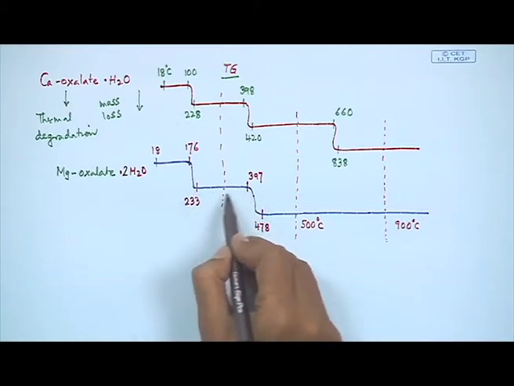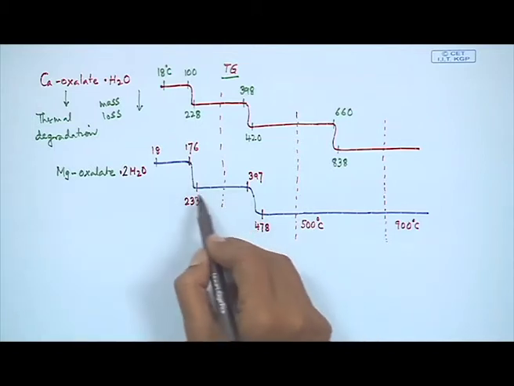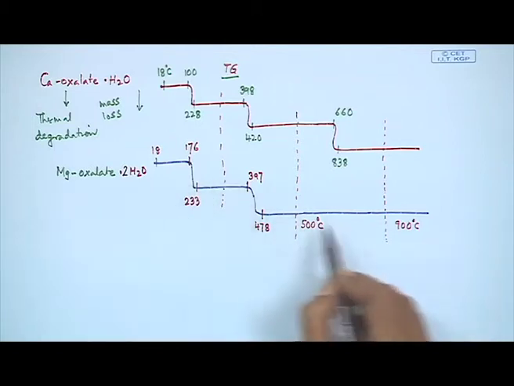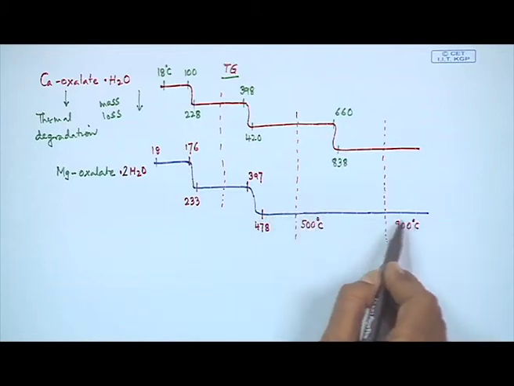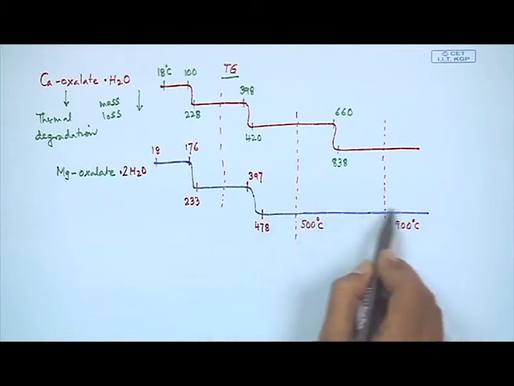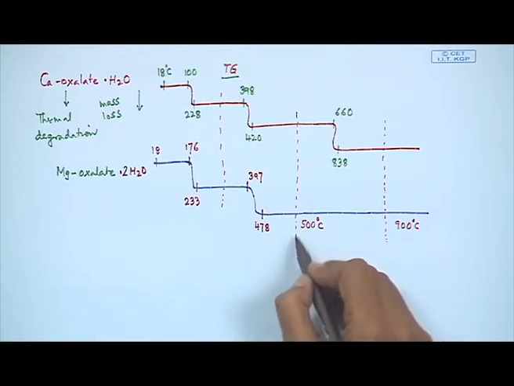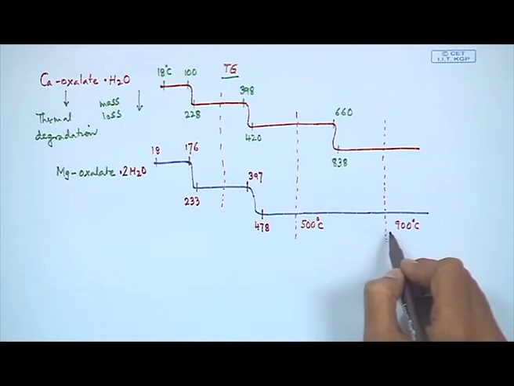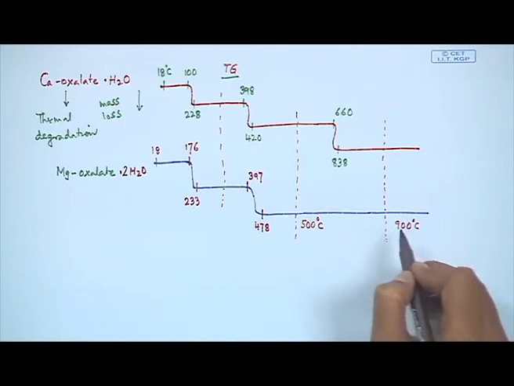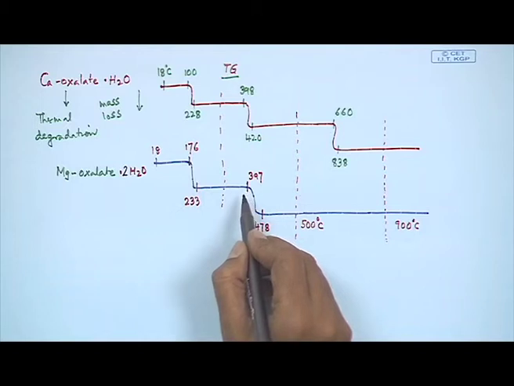That means whatever sample is formed as compound B from magnesium oxalate is stable in this particular temperature range. And this third one, that means A, B, C, the compound C from magnesium oxalate, is also stable in this particular temperature range above 478 degrees centigrade. That means it is stable at 500 degrees centigrade, and it is also stable at 900 centigrade without giving you any mass change. So, the mass will be constant in this particular range.